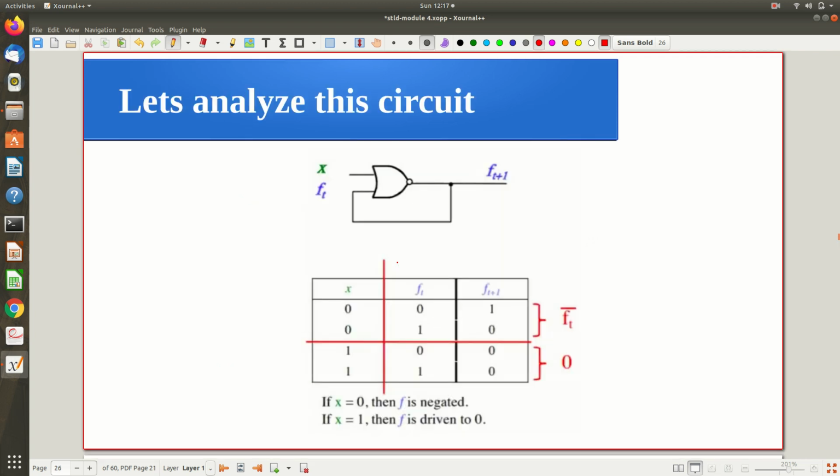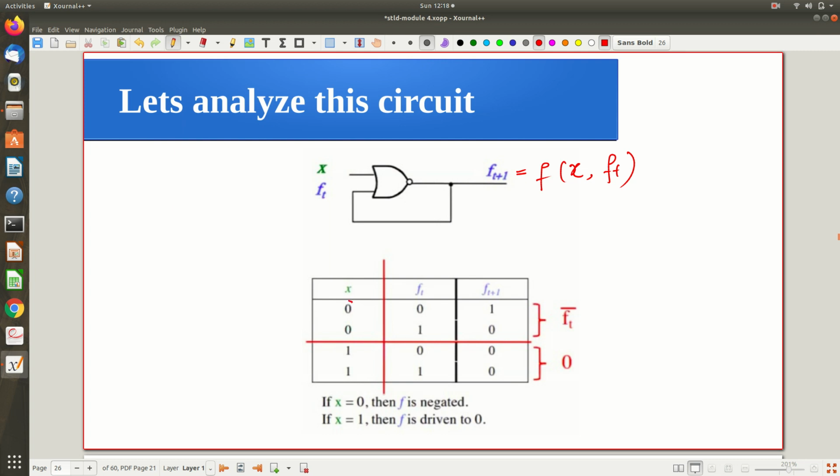Let's see, suppose the output at clock cycle t is given as input, so in the next clock cycle, which I can denote by t plus 1, what is the output? Currently at time t, the output is f(t), and I am giving that as feedback to the same circuit. What is the output of the circuit at time t plus 1? What is this f(t+1)? This is a function of the present input x and the past output f(t). That is what I want to see. Two inputs are there, x and f(t), and you can see four combinations: 00, 01, 10, 11.